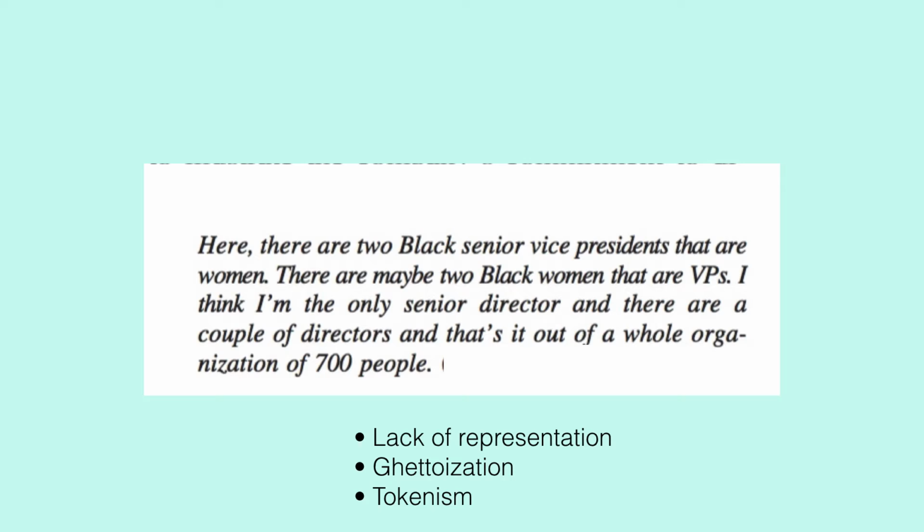I think you will agree with me that it is extraordinarily difficult to say which of these 3 codes applies to this chunk. Having just a few African American administrators in an organization of 700 people sounds like lack of representation. But at the same time, these few administrators must feel ghettoized. And equally, they sound like they were token hires. So all of these 3 codes seem to fit.